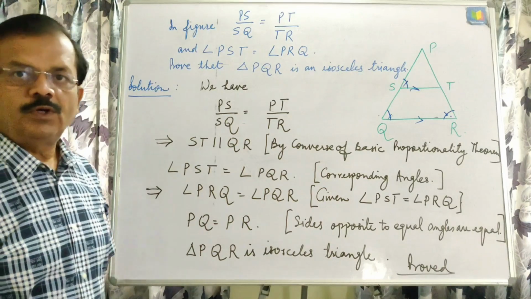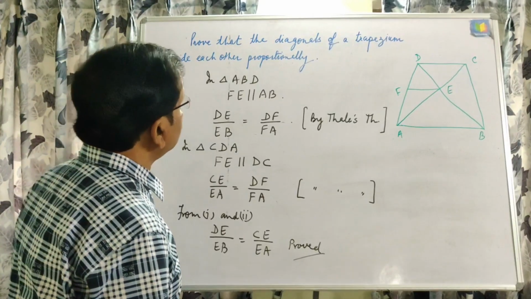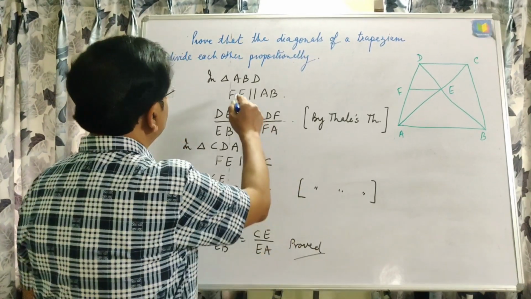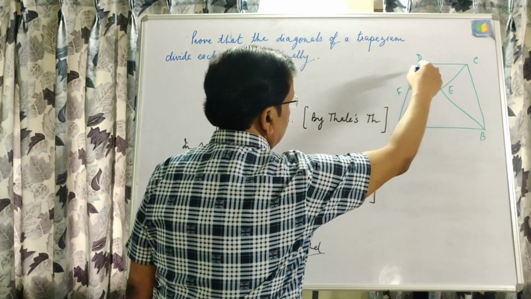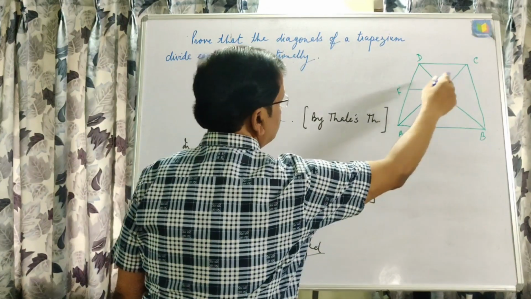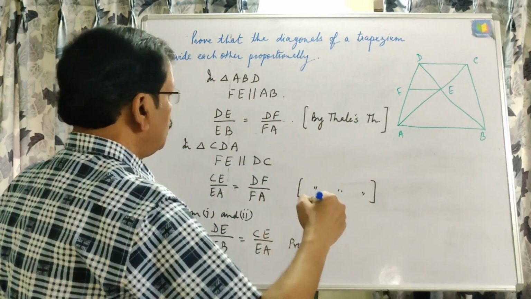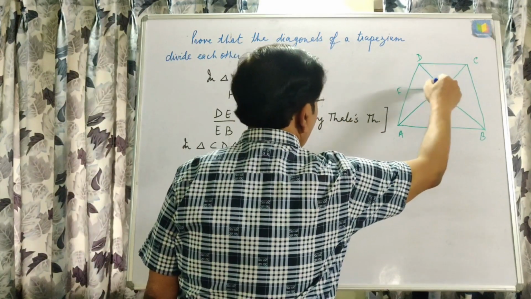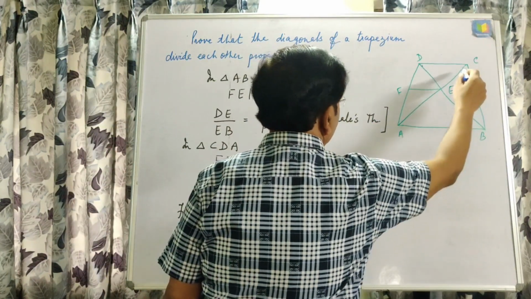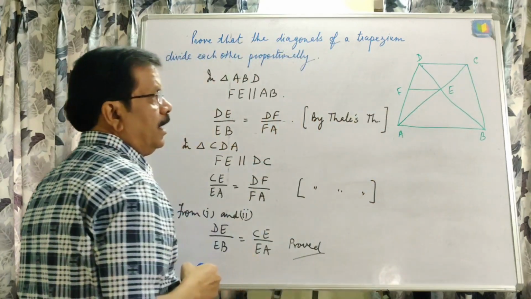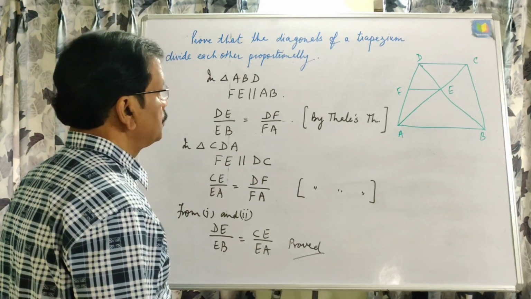This is what we have to prove. Now next, again in this question, prove that the diagonals of a trapezium divide each other proportionally. These are the diagonals of the trapezium ABCD which intersect at E, and we have to prove that these diagonals divide each other proportionally, means DE upon EB is equal to CE upon EA. Again, this is the application of Thales theorem or basic proportionality theorem.